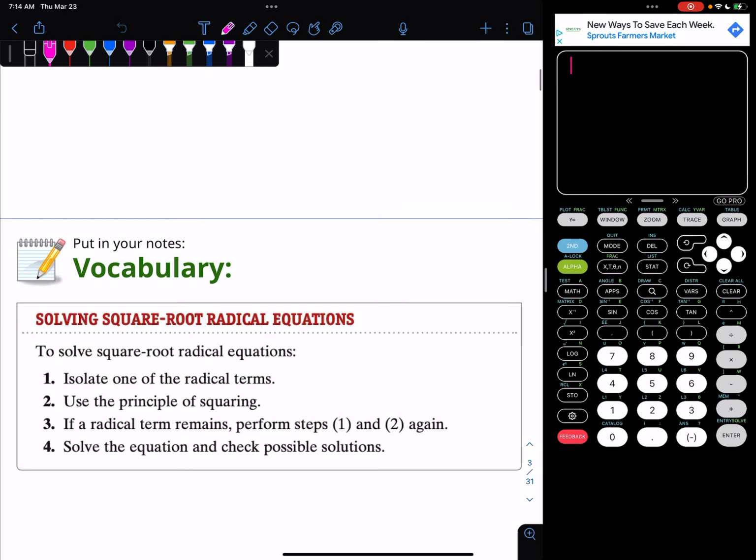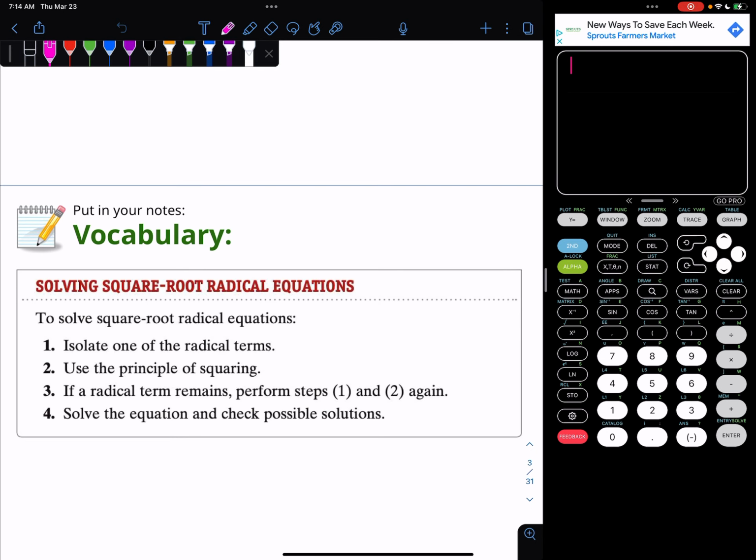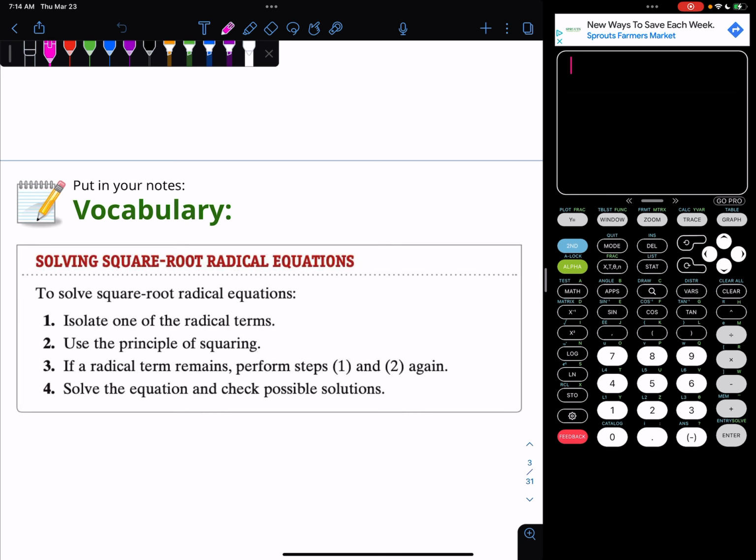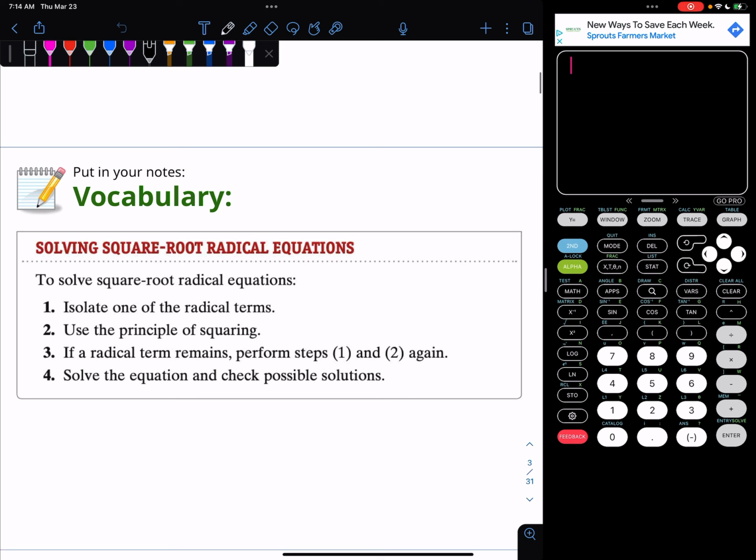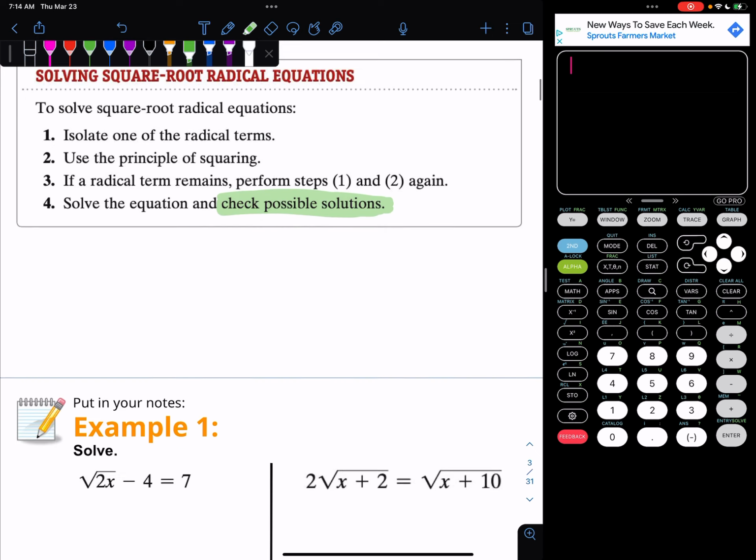To start off with, we are going to do square root radical equations. These are your steps. You're going to isolate one of the radical terms, use the principle of squaring. If there's still a remaining radical, do it again. Then solve the equation and check your possible solutions. This is going to be the big part. Check possible solutions. Sometimes you'll say, but there's only one answer, and when you plug it in, the answer will not work. So we have to check those answers.